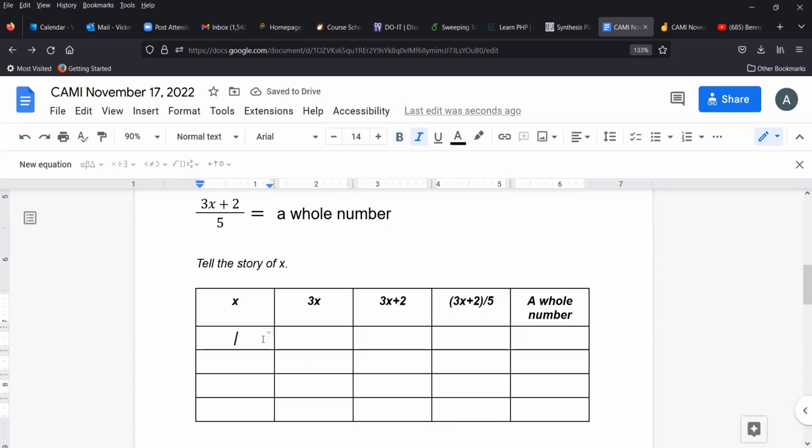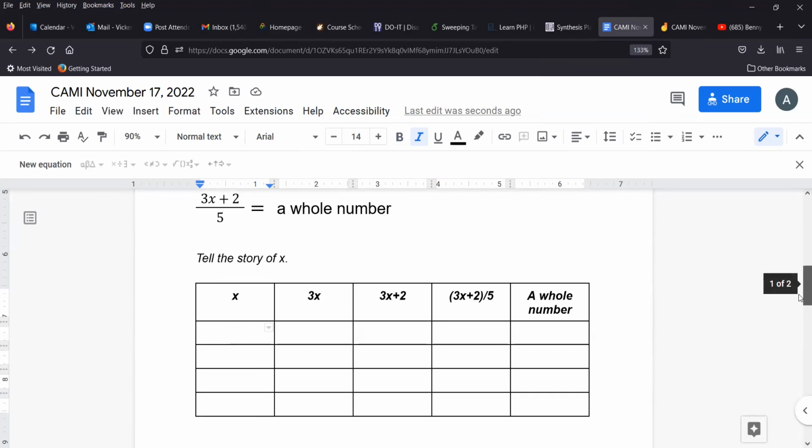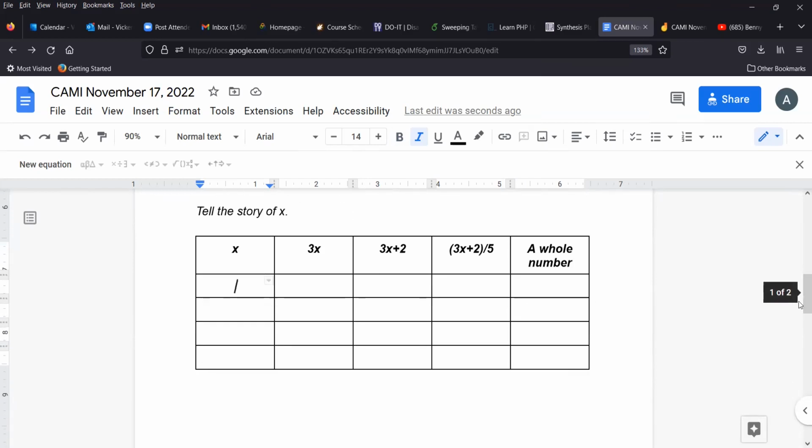So could we hear a guess from someone who hasn't said a guess yet? First guess is kind of, you just have to try something. Go ahead, Sarah. I was gonna say that in the last equation 4 was the solution, so maybe we should start with 4 this time. Start with 4.